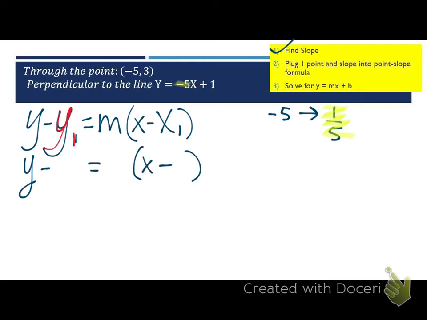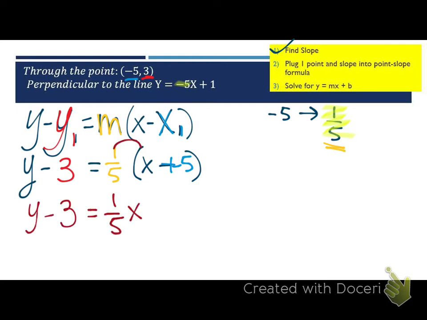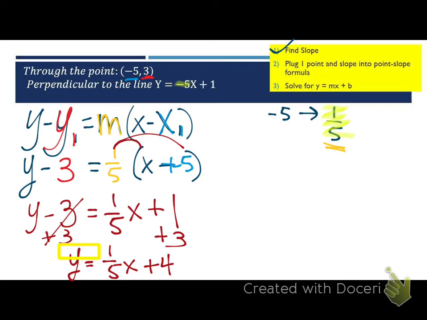So my y coordinate is 3. Then my slope was 1/5. And then x, -5, which turns into a positive. So we got y minus 3 equals 1/5 x. And then what is 1/5 of 5? 1. Is it positive or negative? Positive. Add 3. Y equals 1/5 x plus 4.